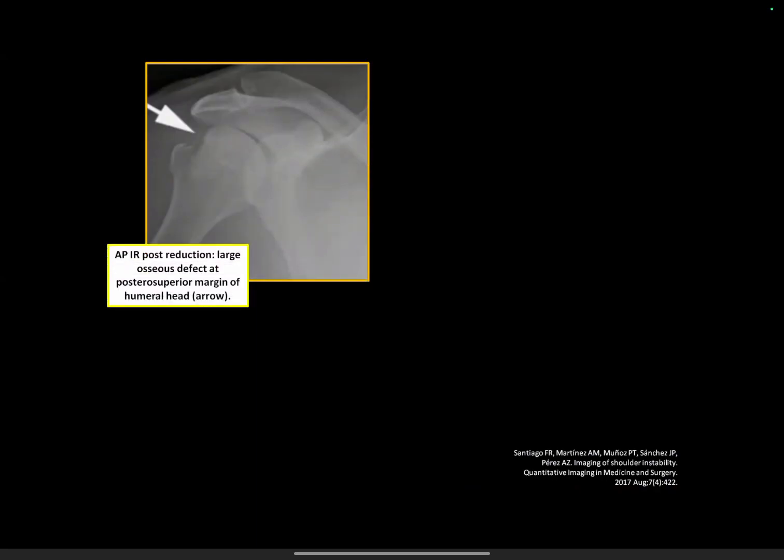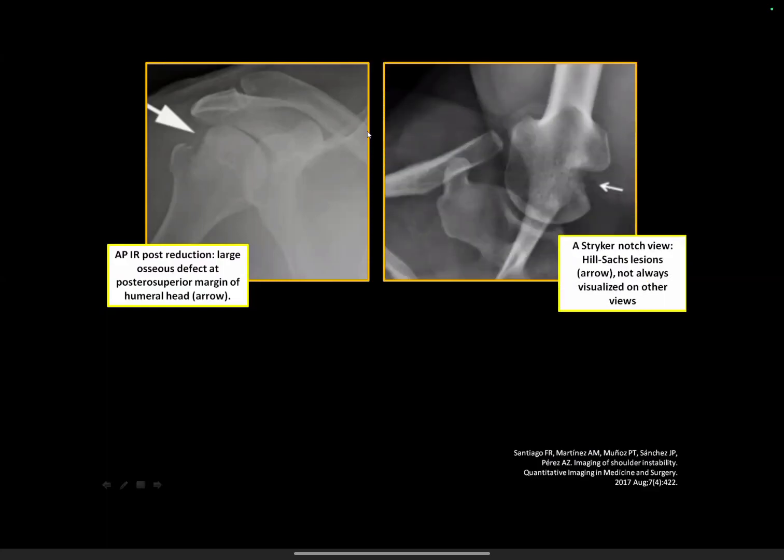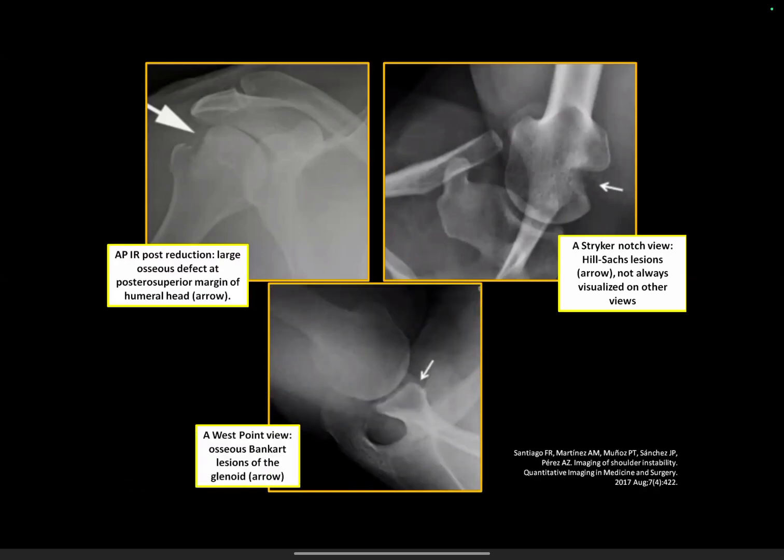All right, this is an example of an AP radiograph with internal rotation, post-reduction. As you can see, we have an impaction fracture or depression involving the posterior lateral aspect of the humeral head, and that would be in keeping with a Hill-Sachs lesion. This is another view, which is called the Stryker notch view, which is very good to look for or fish out Hill-Sachs lesions, especially if we are not able to see them on the regular frontal, internal or external rotation radiographic views. And this is another example of a Bernageau view with a blunted anterior glenoid in keeping with a Bankart lesion.